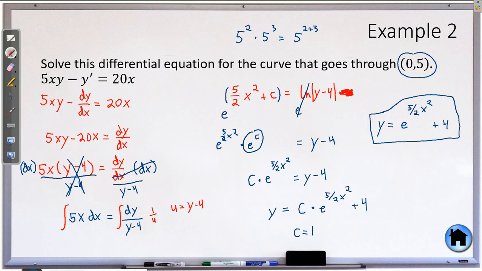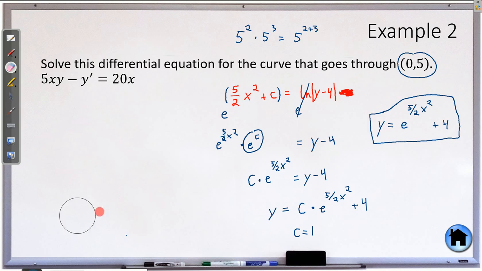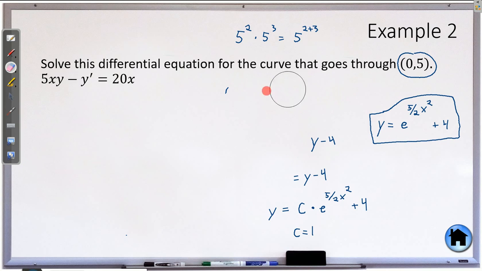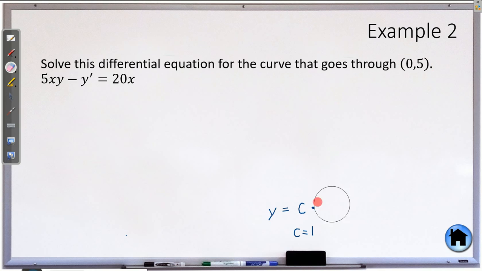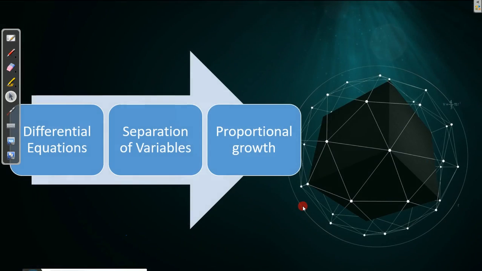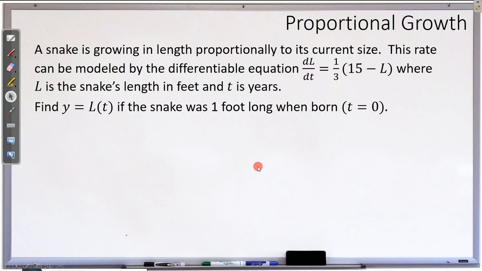All right, that is just about as hard as it can get. So we're going to take that idea and turn that into a word problem and see what that looks like, because oftentimes that is what you would see on a test, especially the AP test. And so these differential equations come into play with something called proportional growth.